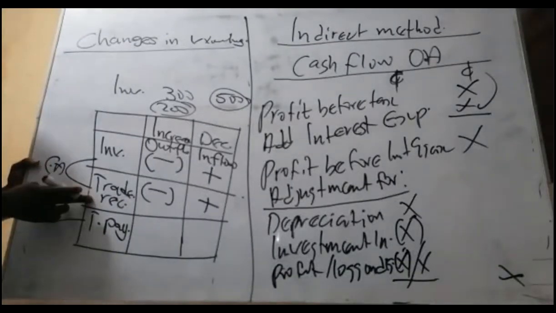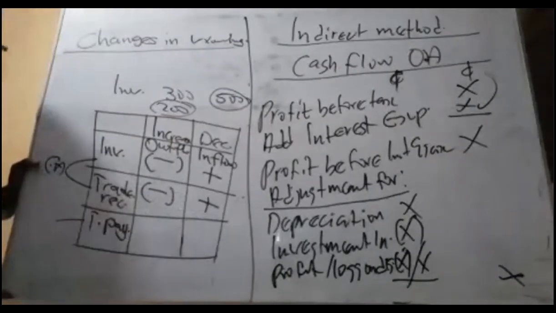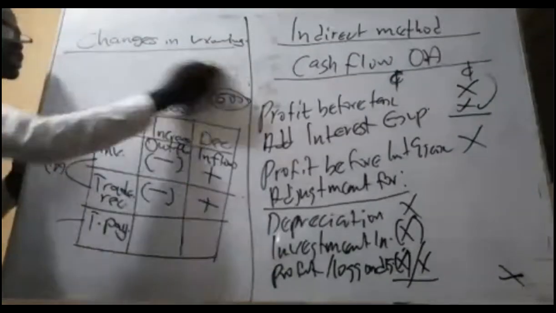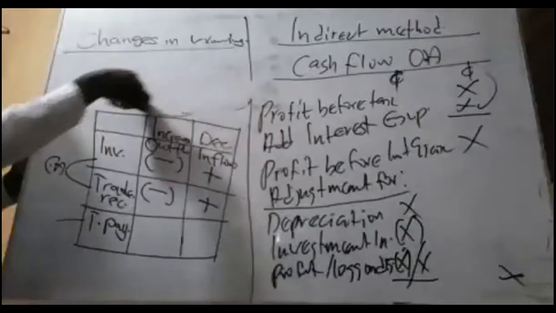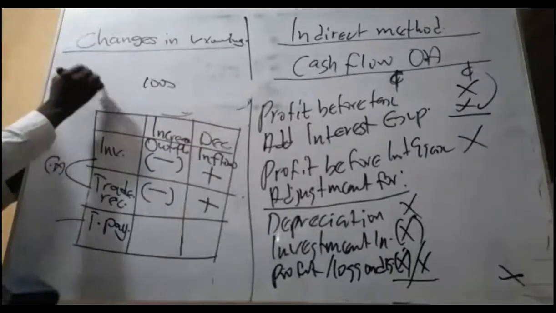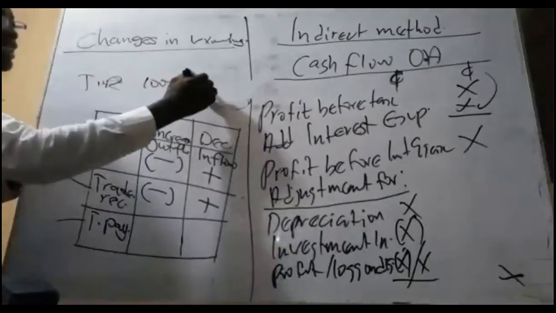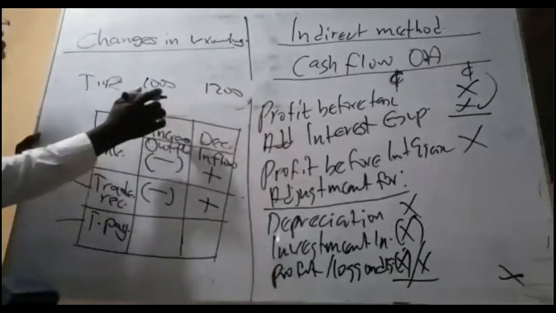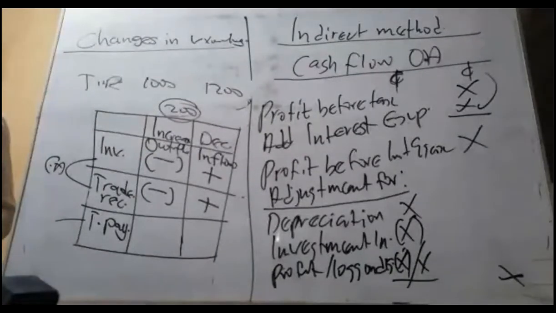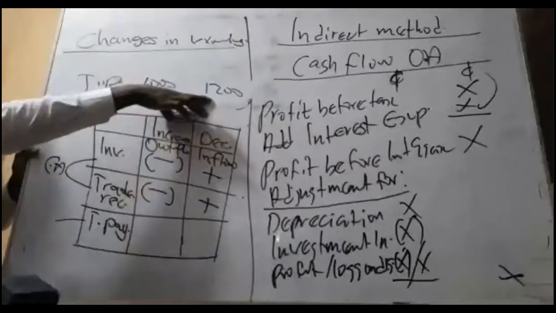So when trade receivable increases, it is an outflow. When it decreases, it's an inflow. Now this is the explanation. Trade receivable is what people owe us. At the start of the year, trade receivable is 1,000 Ghana cedis. At the end, it has increased to 1,200. So during the year, we sold goods costing 200 to them without taking money, which increased the amount they owe us from 1,000 to 1,200.